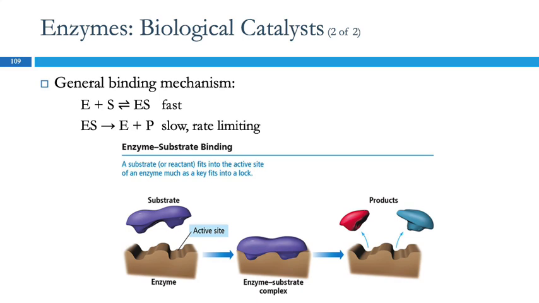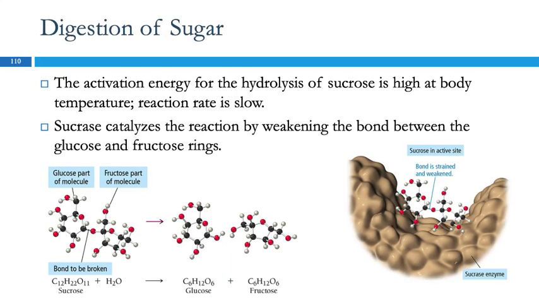So let's look at this for sugar. Sugar has a high activation energy for its hydrolysis. Hydrolysis of sugar, of sucrose. Sucrose is a disaccharide. It's got two sugars bonded together. So there's a glucose part and a fructose part. And to metabolize sucrose, you need to break these apart, and then you get glucose and fructose. Well, the bond that needs to be broken is right in here.